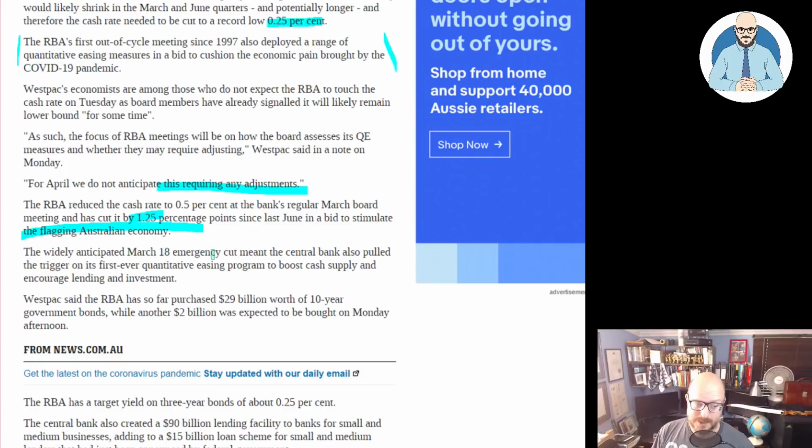The widely anticipated March 18 emergency cut meant the central bank also pulled the trigger on its first ever quantitative easing program to boost cash supply and encourage lending and investment. Westpac said the RBA has so far purchased $29 billion worth of 10-year government bonds, while another $2 billion was expected to be bought on Monday afternoon.